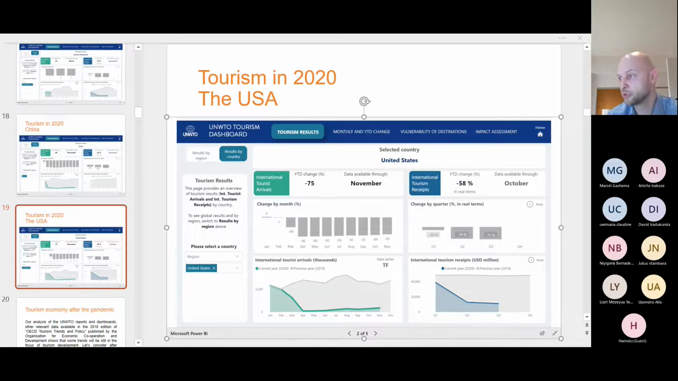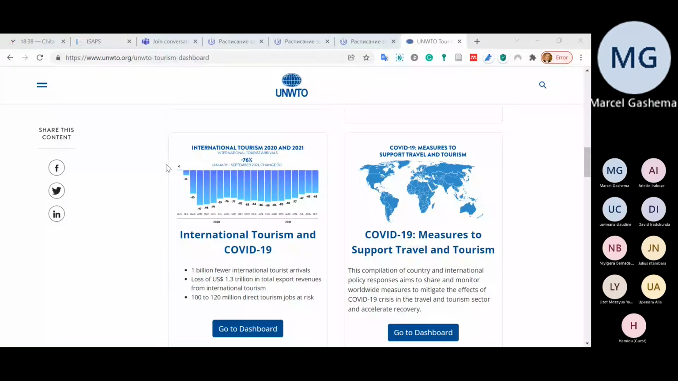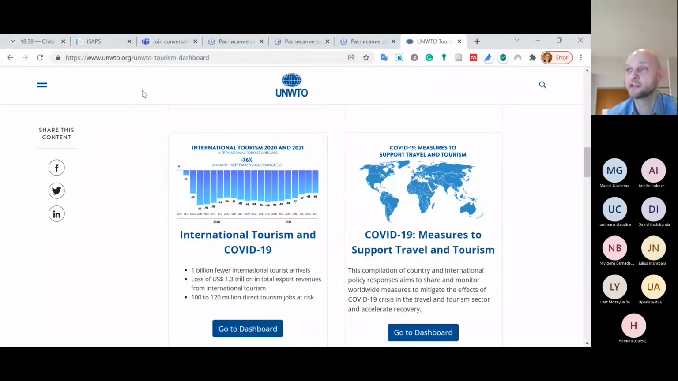COVID-19 measures to support travel and tourism. So let me share this. Okay, stop sharing. Now I would like to choose another screen to share with you. Windows. This one. So now you should see the official website of World Tourism Organization, the page with the tourism dashboards.